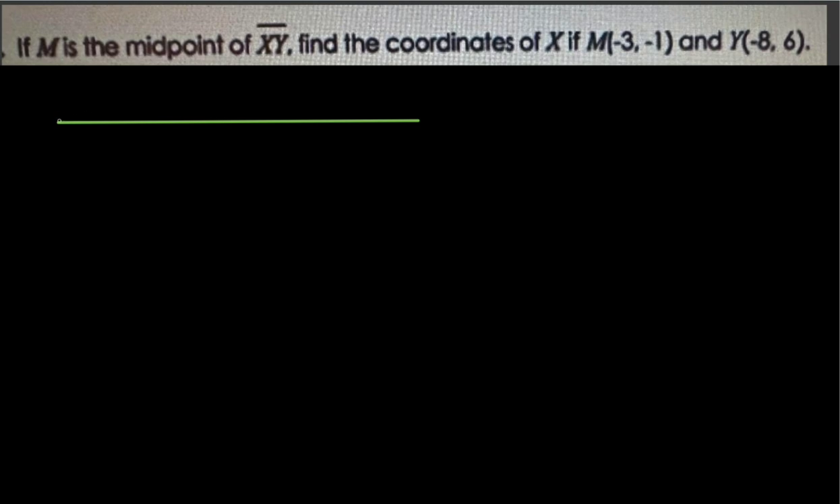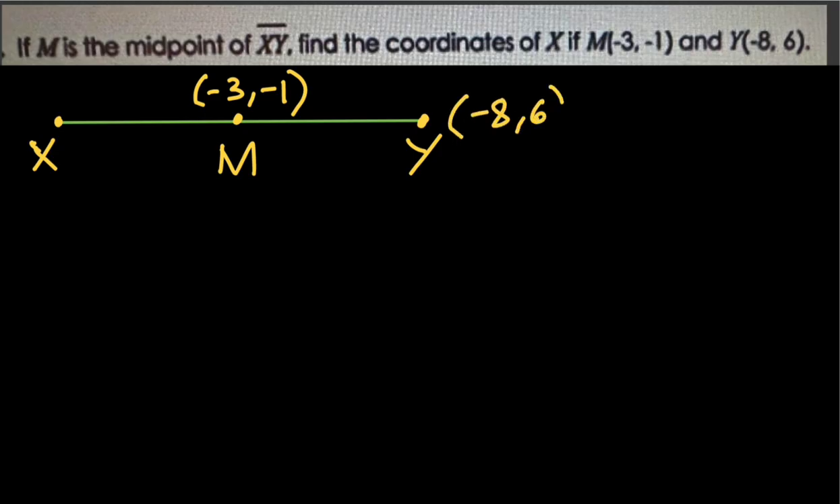So it says here we have segment XY. The endpoints are X and Y, and M is the midpoint, which should be somewhere in the middle. So this is M, and we're given that the coordinates of M are (-3, -1), and Y is (-8, 6). Now we need to find the coordinates of point X.